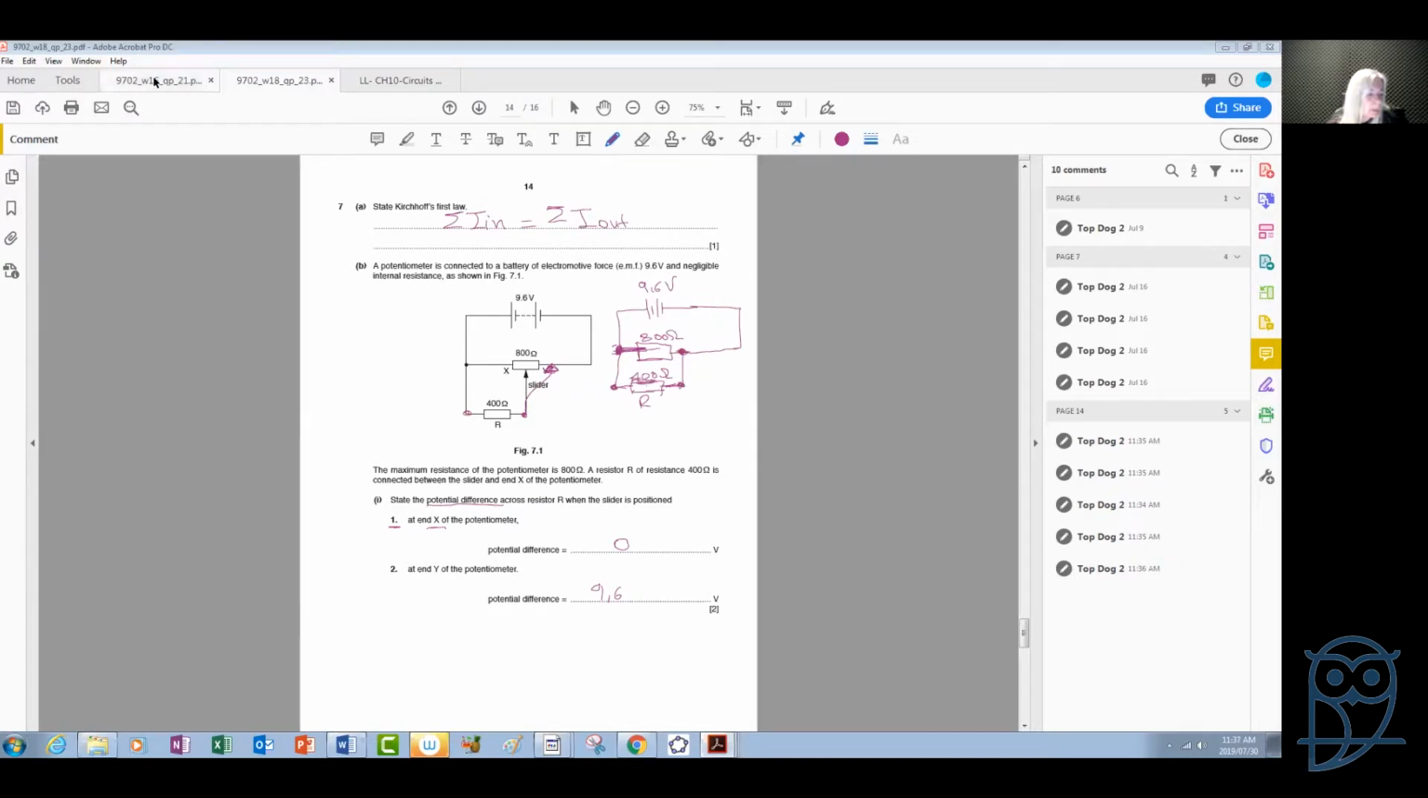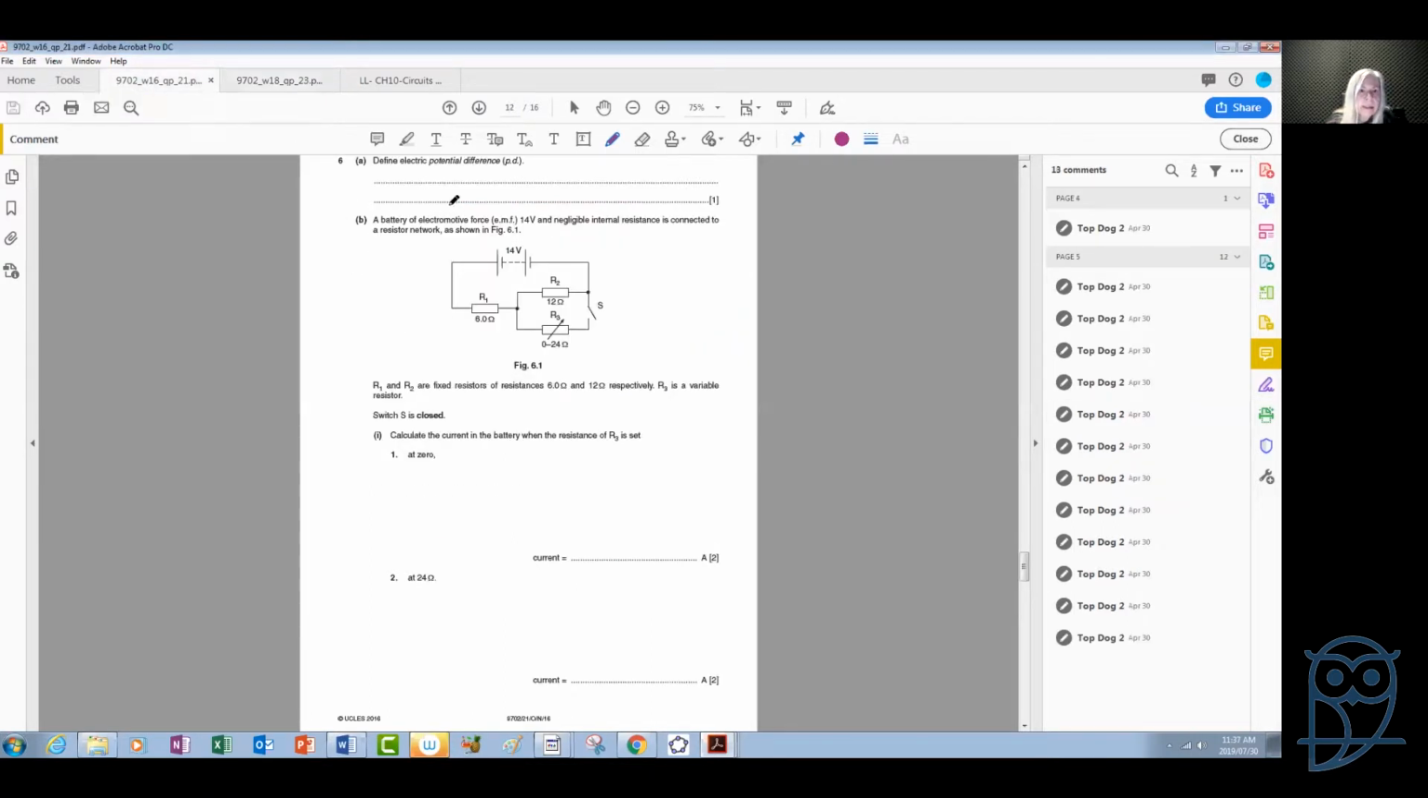Let us see another problem. I think that again there is a case with a short circuit, which is this problem. It's from another past exam paper.